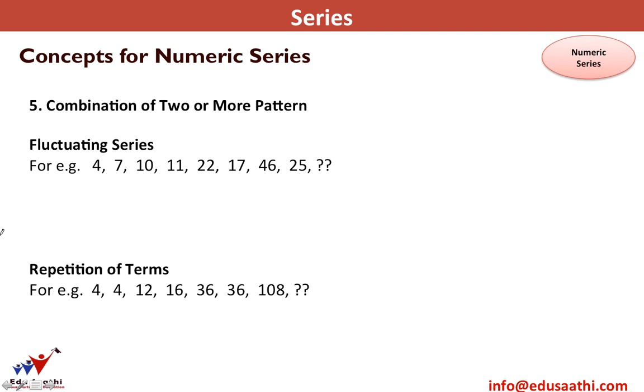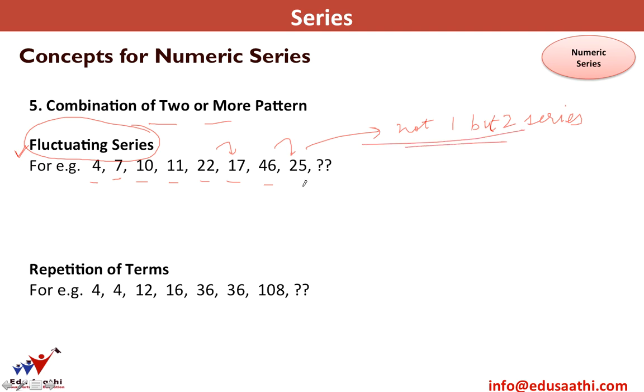Now we'll move on to the next concept, which is a combination of 2 or more patterns. Whenever you have a fluctuating series, now what do you mean by fluctuating? See, I have 4, 7, 10, 11, 22, 17. This is a fluctuation. There's a decrease. Then I have 46 and then 25. Again, there's a decrease. So whenever you have such kind of fluctuating series, it should always strike you that this series is not made up of 1 but 2 series. These are very important type of questions and very frequently asked.